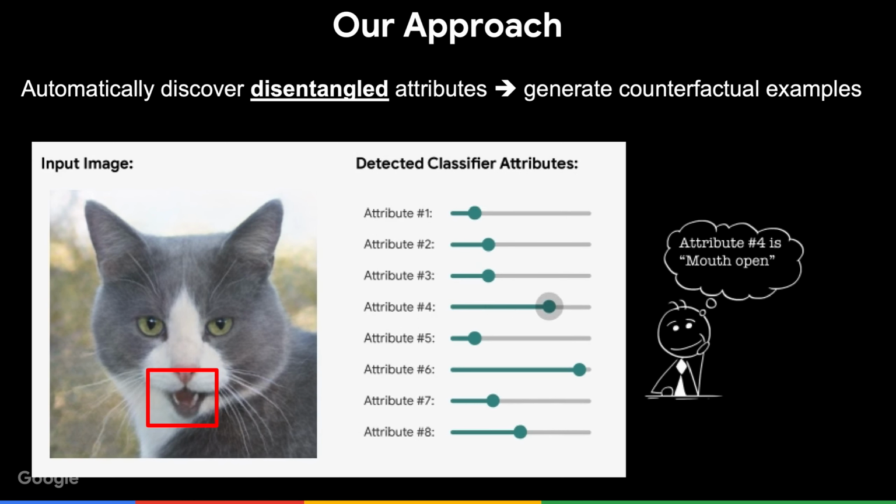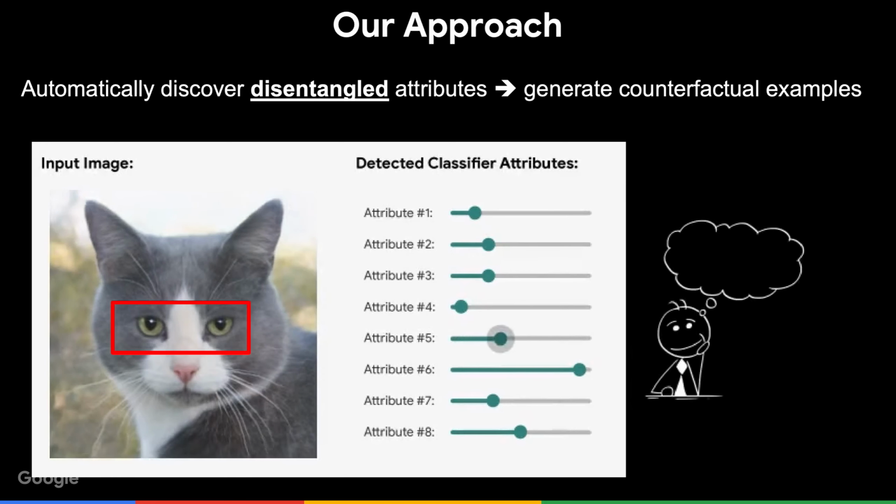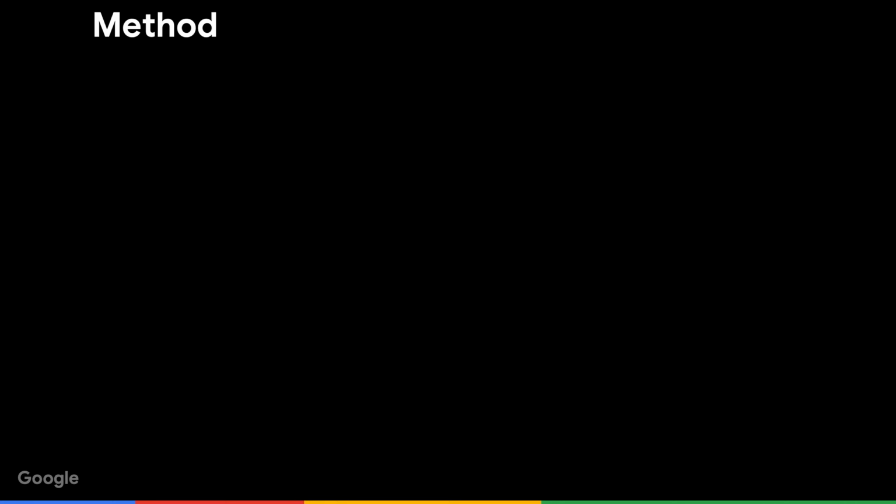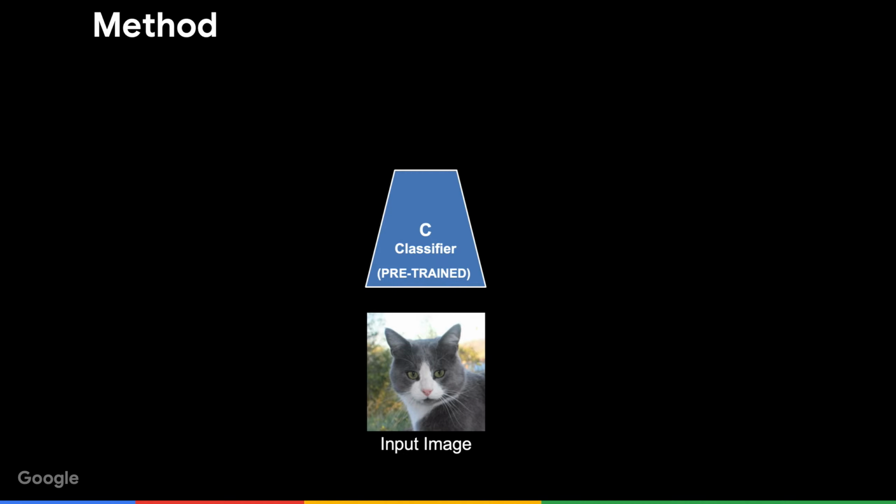Another discovered attribute is open mouth. And another one is the pupil size. So how does it work? Given a classifier and an input image, we wish to find and visualize the individual attributes that affect its classification.